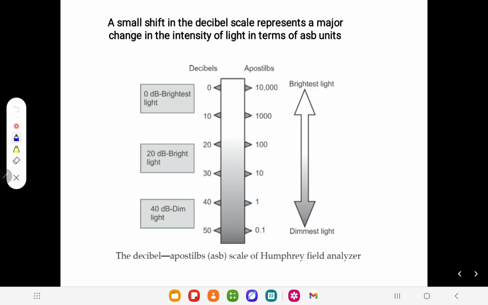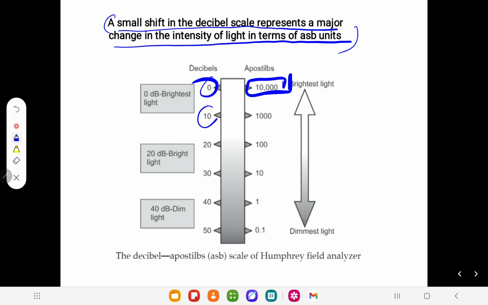Okay, so see, a small shift in decibel scale represents a major change in the intensity of the light in terms of apostilb unit. That's very important. See, decibel, and that's exactly the opposite thing. 0 decibel means the highest possible apostilb that throws light on the eye, isn't it? That's why 0 decibel you see always on the optic nerve head. The optic nerve head, there is a blind spot, no matter what, no matter 10,000 or 1 lakh apostilb intensity you throw on the optic nerve head, it won't be detected, isn't it? So 0 decibel means 10,000.